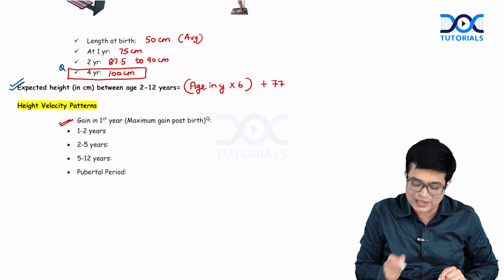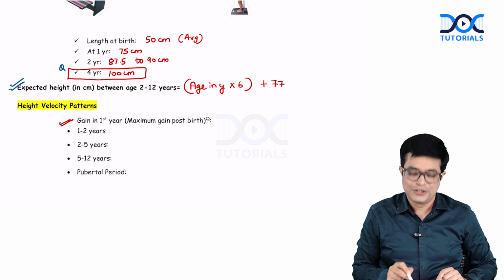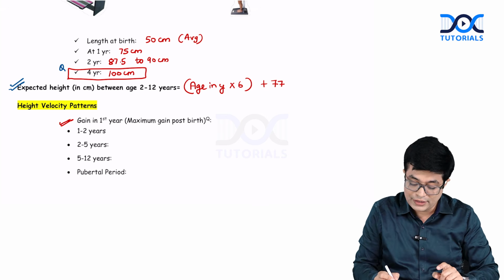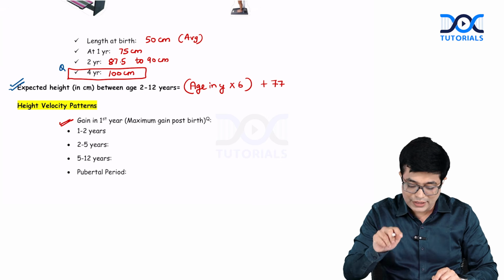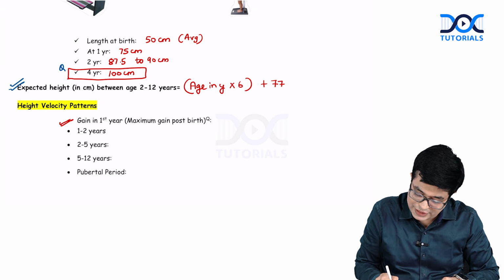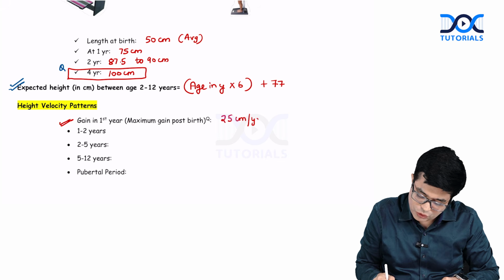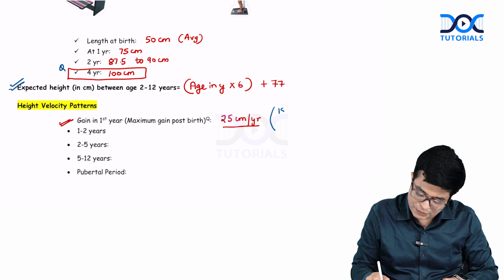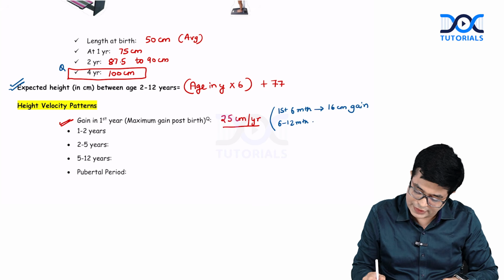And this is a standalone MCQ by itself. So I've already written it. So maximum gain post-birth happens in which year? First year of life. And what is the gain? See, length at birth was 50. Length at 1 year is 75. So gain is 25 centimeters per year. In brackets, you can write that in the first 6 months of life, the gain is 16 centimeters, and between 6 to 12 months, the gain is 9 centimeters.